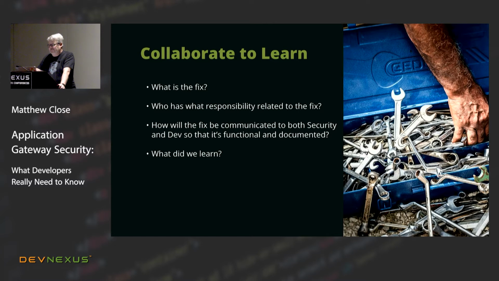Who has what responsibility related to the fix? Be sure to delegate. Open those issues, ticket stories with the right team and get them assigned. Common sense, right? Well, not always. At very large companies, finding the right team isn't always easy. It gets even worse if different teams use different issue tracking tools. How will the fix be communicated to both security and dev so that it's functional and documented? Issue tracking tools help you get the work finished, but can also act as the document to resolution. Use these tools to help future you remember what you did to fix this type of problem.